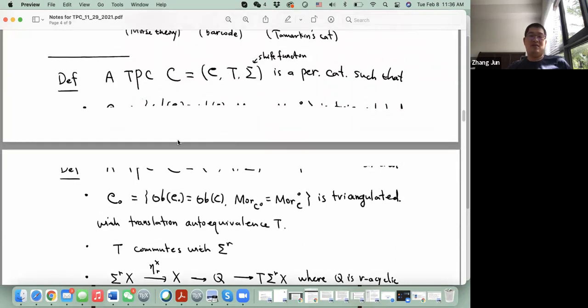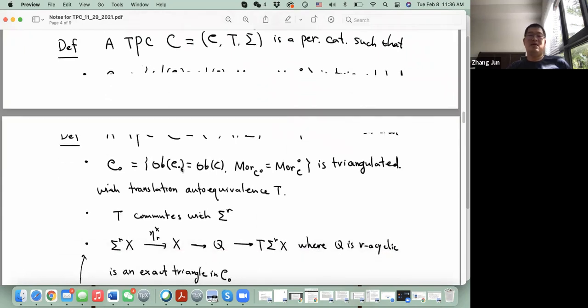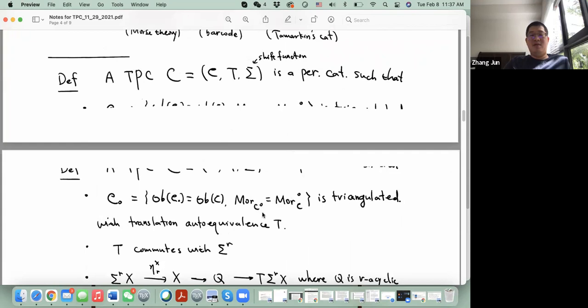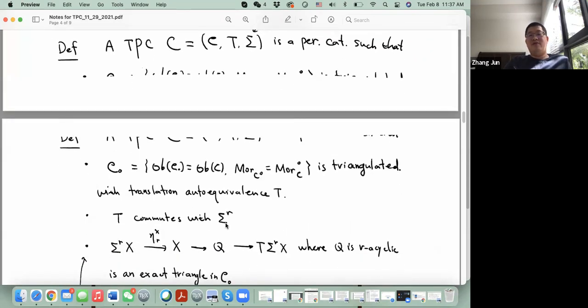Now a TPC will be a triple such that we satisfy the following axioms. So there is a category called C0. If you feel like the morphism set is too big, the entire persistent module is too much information, you can focus only on the level 0 piece, and this also becomes a category. It actually becomes an abelian category. One of the axioms is that this category is triangulated with a translation autoequivalence T. This is where the T comes from, it's associated to this C0 category. And this T commutes with the shift function sigma R. So sometimes you need to switch these two things, whether I shift first and translate, or translate first and shift. And this tells you that there's no difference here.